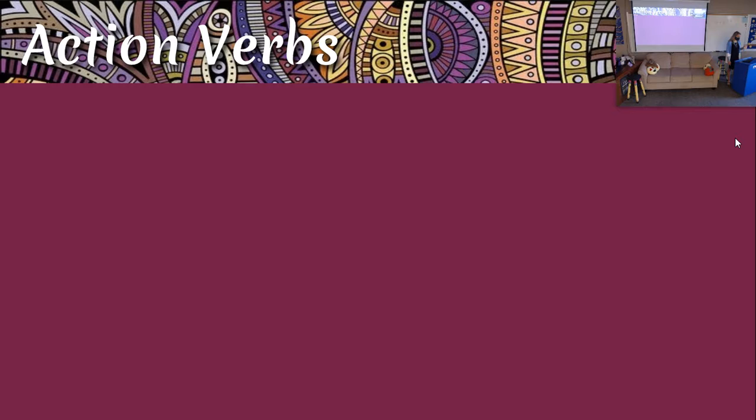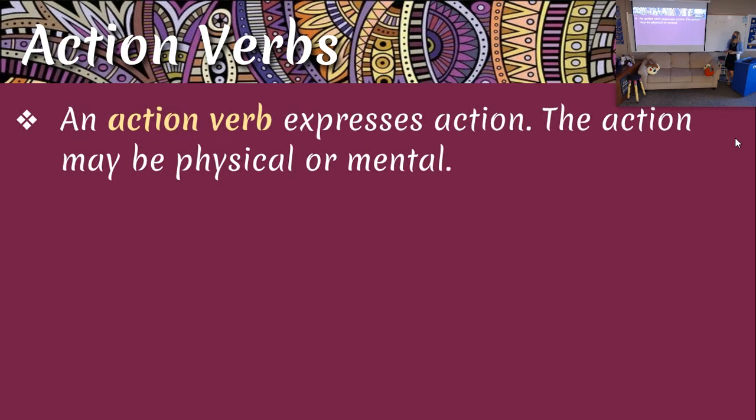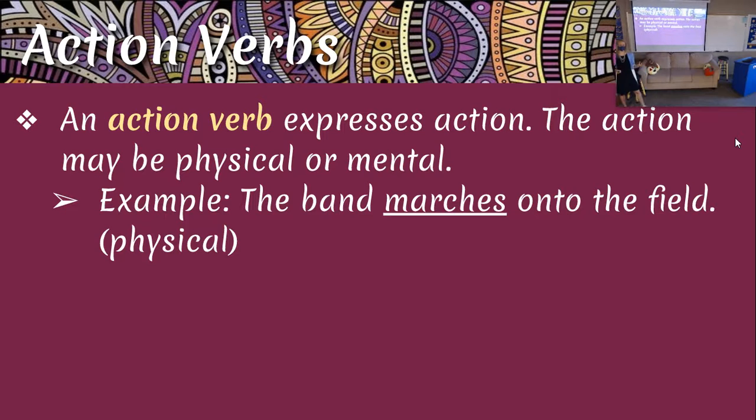We're going to start by talking about action verbs. They're the most common type of verbs that we're going to see used. So an action verb does what it implies. It expresses action. Now, the thing about action verbs is you can have a physical action verb or, and these ones are the tricky ones, you can have a mental action verb. So the physical action verbs are easy because you can see people doing them. For example, the band marches on the field. You can see me marching.